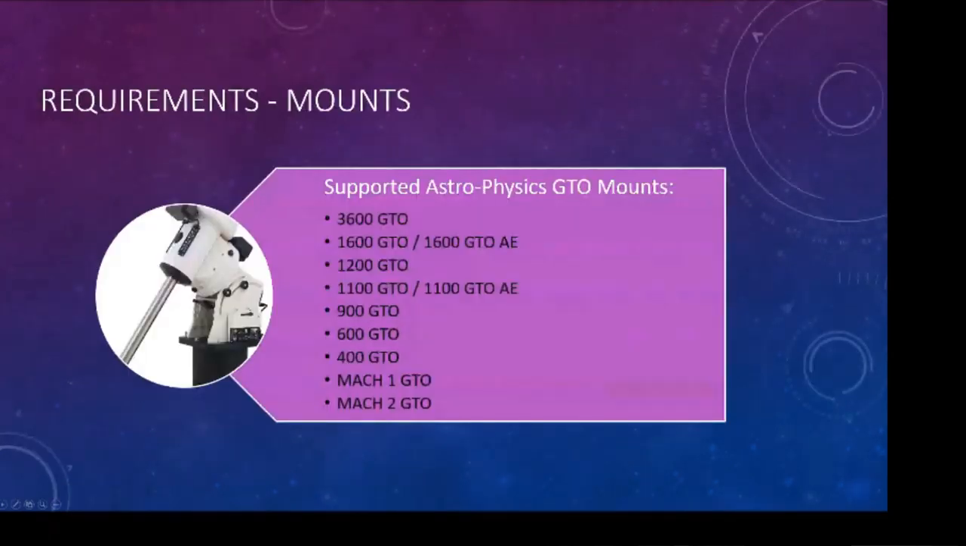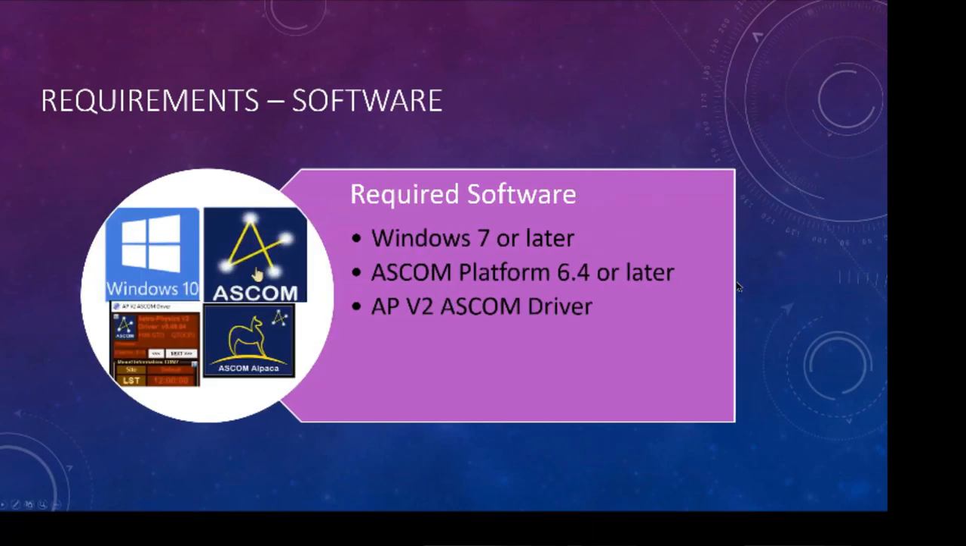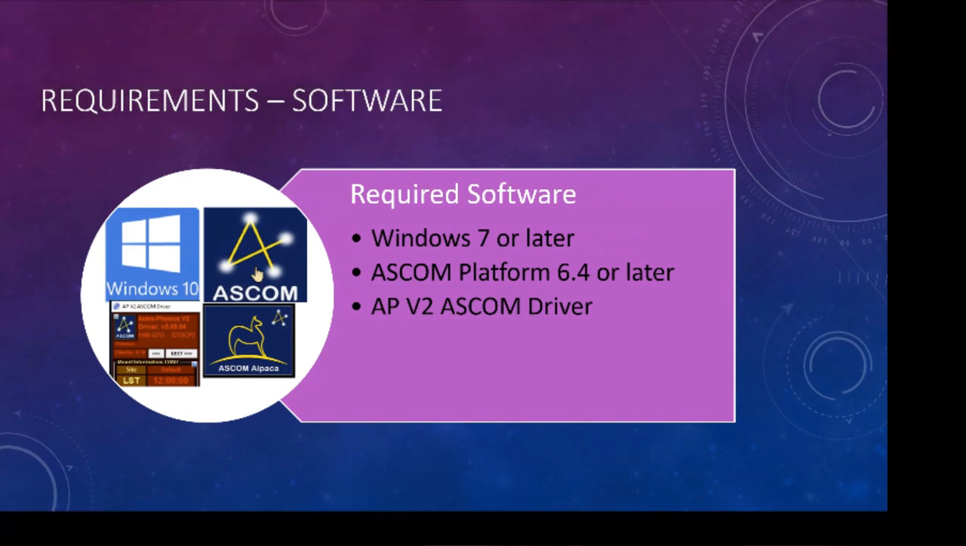So the supported mount types are these listed here. They basically are all the mounts that Astro-Physics have made that can support the GTO CP3, CP4, and CP5. And the CP5 is the controller for the Mach 2 mount, which is yet to be released. The required software: Windows 7 or later, ASCOM Platform 6.4 or later, and the APV2 ASCOM driver.